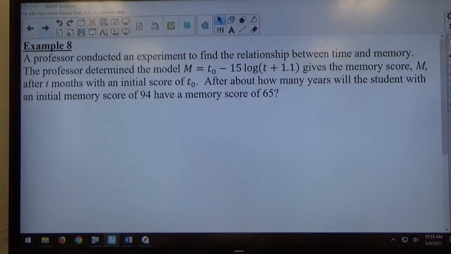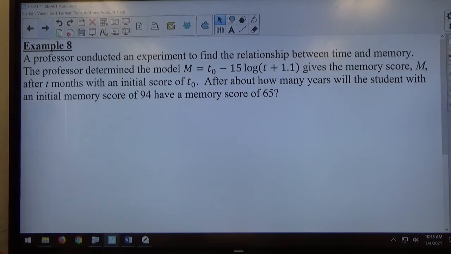Okay, example 8. A professor conducted an experiment to find the relationship between time and memory. The professor determined the model m equals t sub 0 minus 15 log of t plus 1.1 gives the memory score m after t months with an initial score of t sub 0. After how many years will the student with an initial memory score of 94 have a memory score of 65?